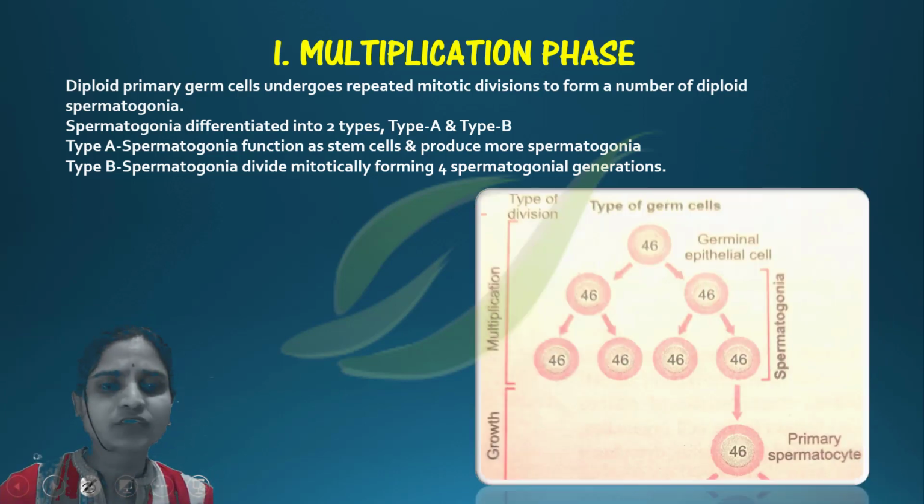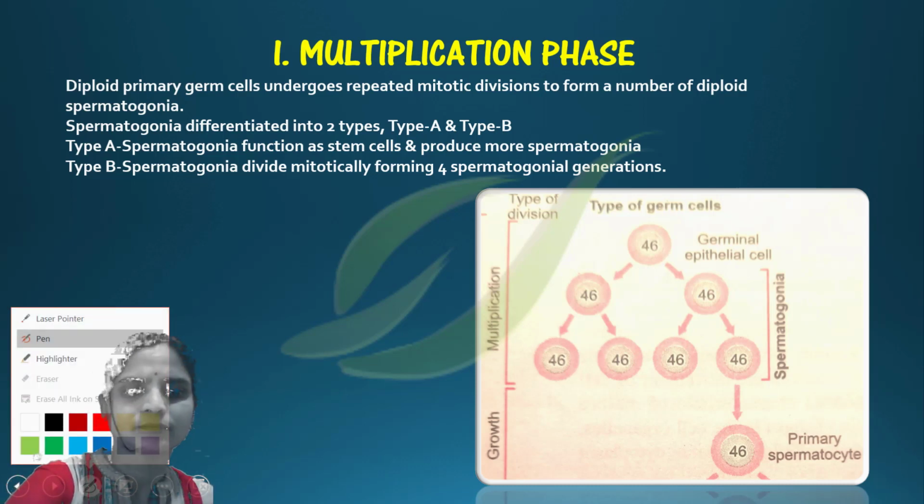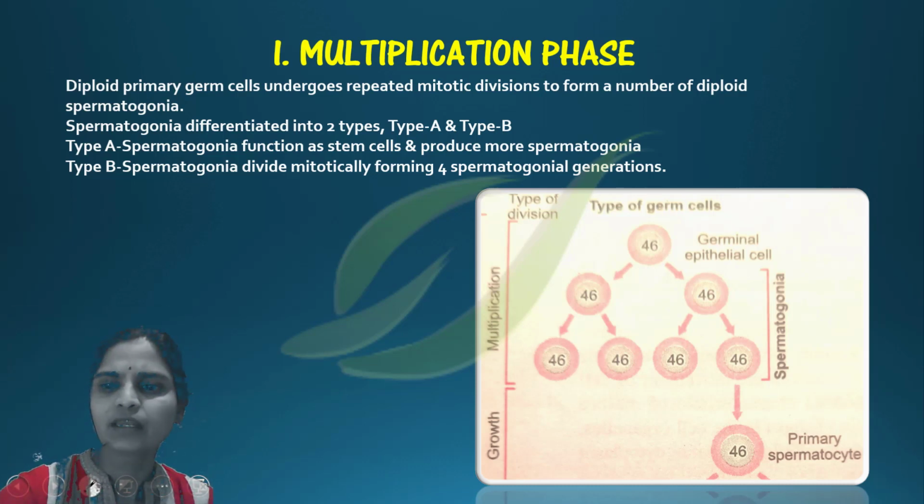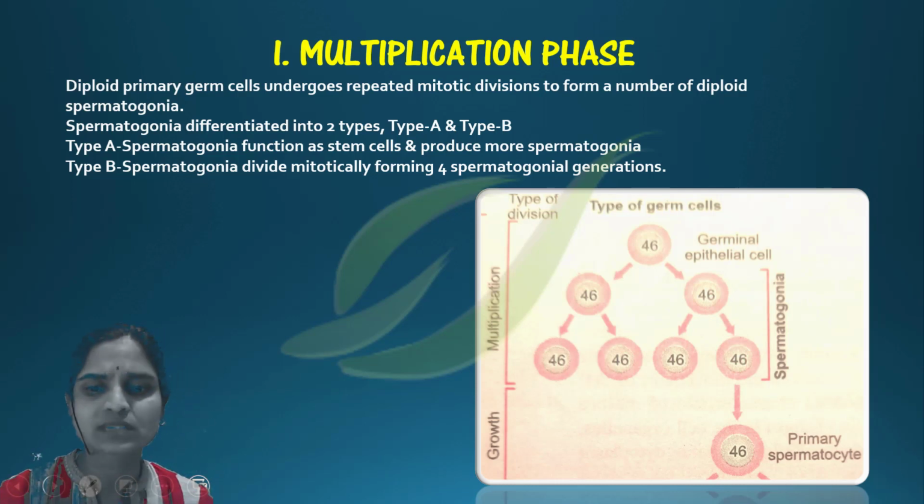So now, of these 46 chromosomes, you can find here the germinal epithelium cell is present with the 46 chromosomes. One epithelial cell we have taken here. This will undergo a mitosis division. When it undergoes mitosis division, it produces two cells, each of 46 chromosomes. Out of these two cells, again it undergoes mitosis division, which results in the formation of four cells.